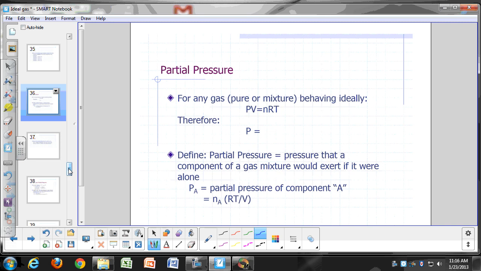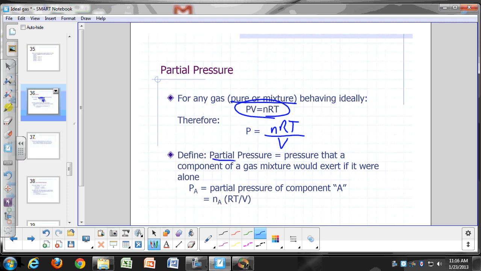Let's talk about partial pressure. Partial pressure is something we deal with when we're dealing with mixtures of gases. Now, for any gas, whether it's pure or a mixture, if the ideal gas law is applicable, then PV equals nRT is applicable, and n is just the count of the total number of gas particles regardless of what kind they are. So it doesn't have to be a pure sample of gas. It can be different. You can have mixtures of different kinds of molecules and atoms there. So let's just rearrange this equation to solve for P. What do we get? It's going to be nRT divided by the volume. That would be the pressure of your sample, where n is the total number of particles.